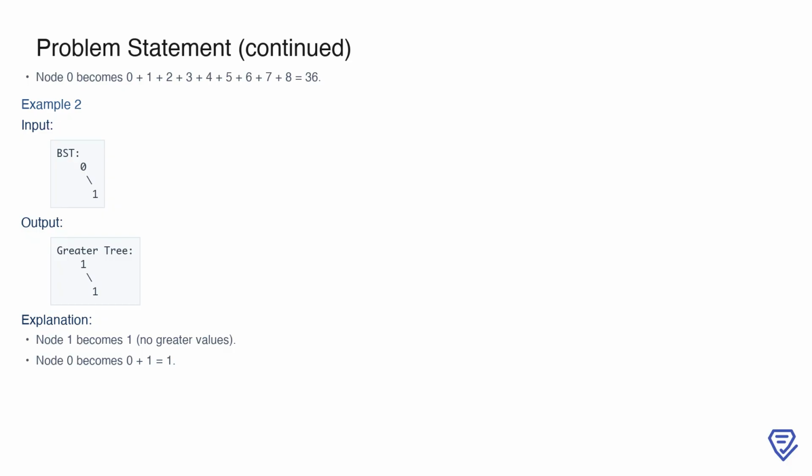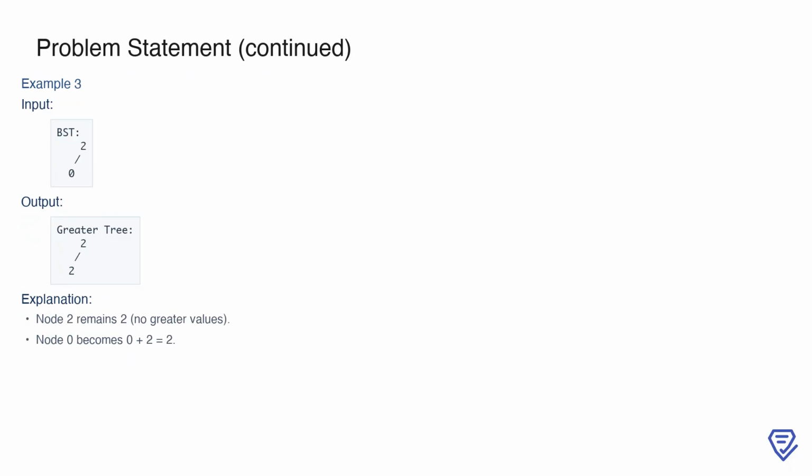In this case, we have a BST with just two nodes, 0 and 1. After the transformation, the tree becomes a greater tree, where node 1 remains unchanged because it has no greater values, and node 0 is updated to 1, which is the sum of 0 and 1.